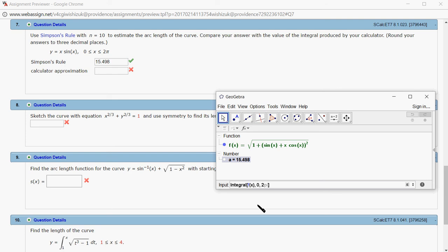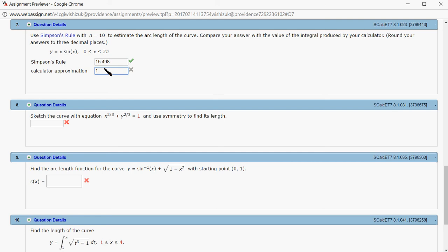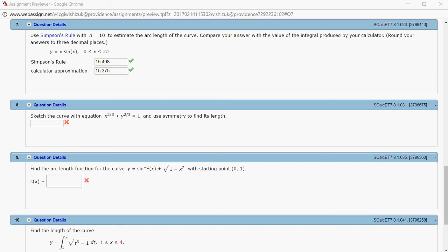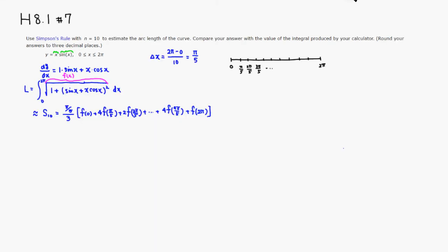It's probably thinking. It came back and it looks like 15.375. So let's submit for testing. It came back and we got this one correctly as well. That's it. I hope that this was clear.